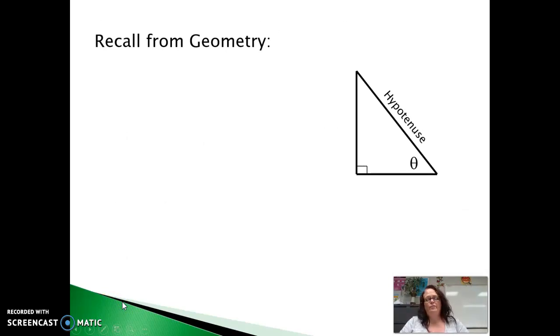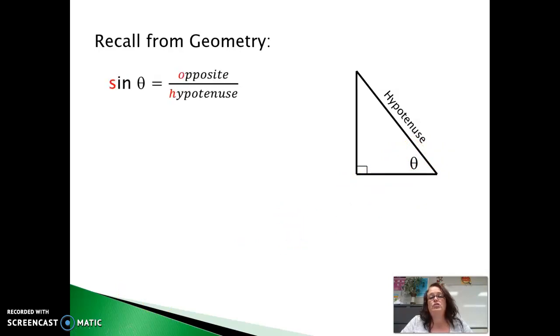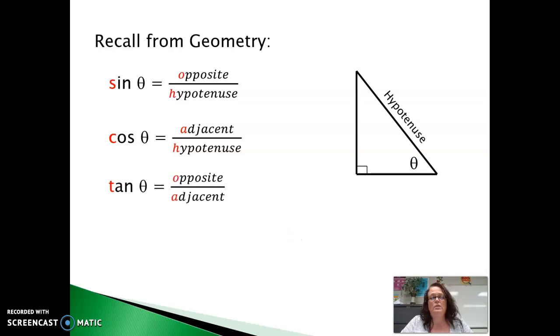So we're going to recall from geometry that the side opposite the right angle is the hypotenuse. And notice we have a theta angle measure right here in this corner. We said that we had SOHCAHTOA. So sine was opposite over hypotenuse. Cosine of theta was adjacent over hypotenuse. And tangent of theta was opposite over adjacent.